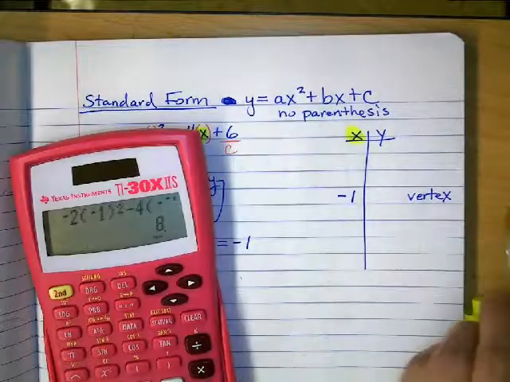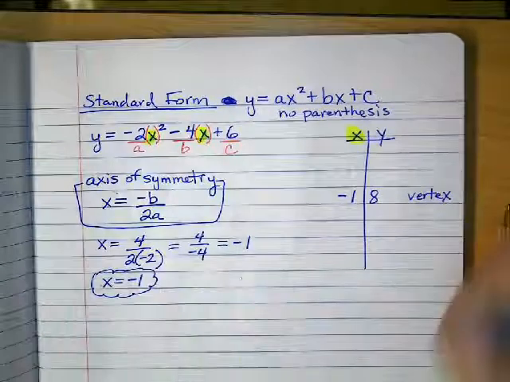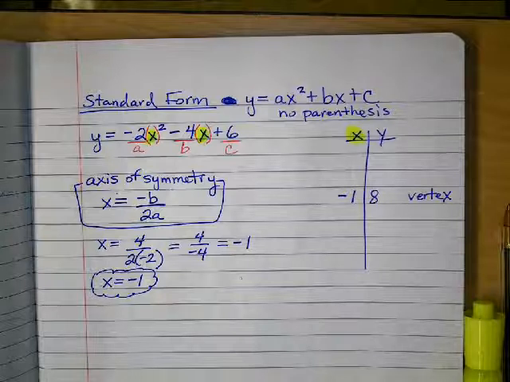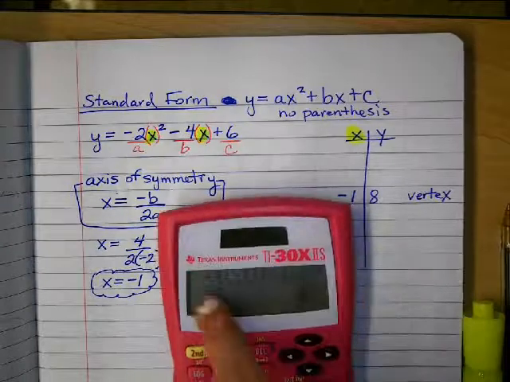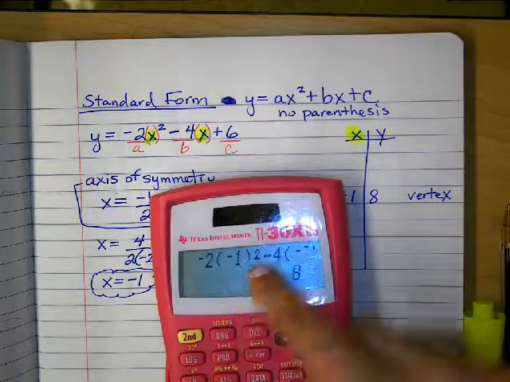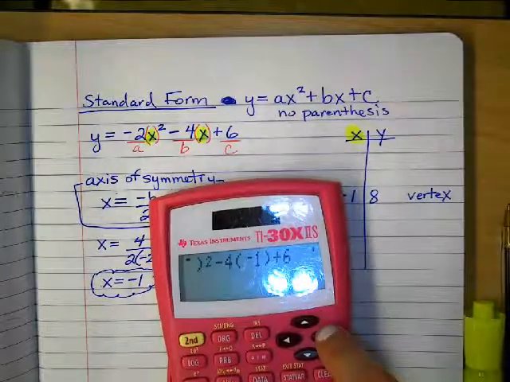If you're not getting 8, you've typed something wrong. We've got to double check. See, I typed negative 2 parentheses negative 1 squared minus 4 parentheses negative 1, and then plus 6. Once you get it typed in and you got the answer 8, then you need some more points.